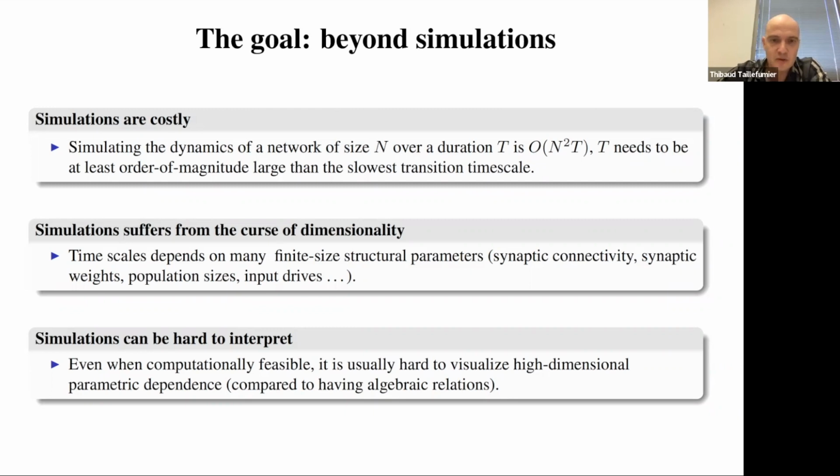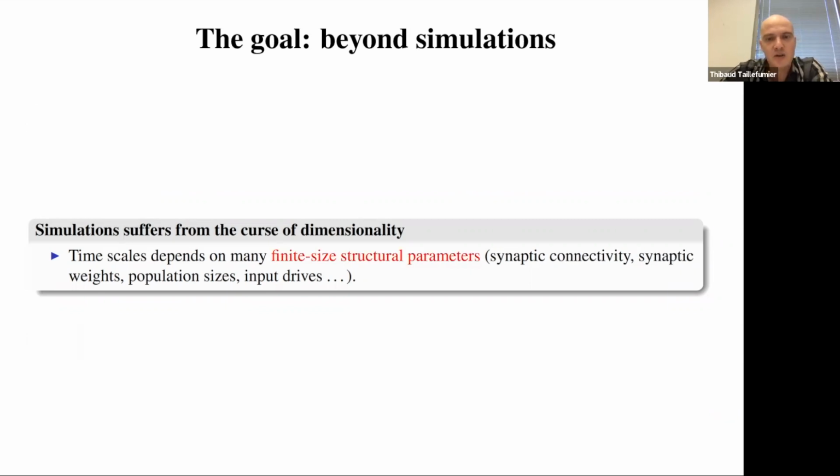In the remainder of the talk, I just want to point out that the key limitation that we're going to try to address is the finite size dependence of the dynamics, meaning we would like to have a good characterization of some features of the dynamics and be able to relate them to the finite size parameters that define the structure of the network.